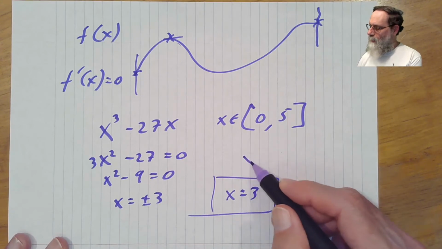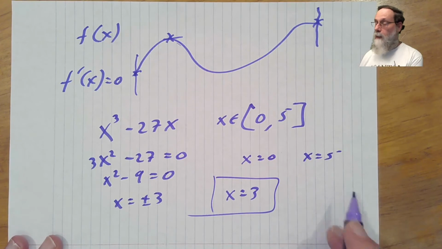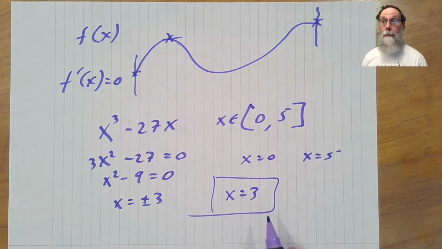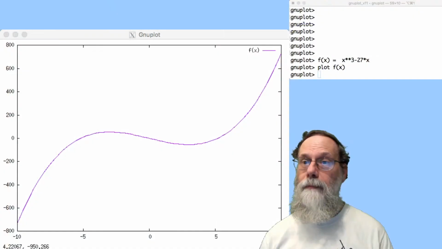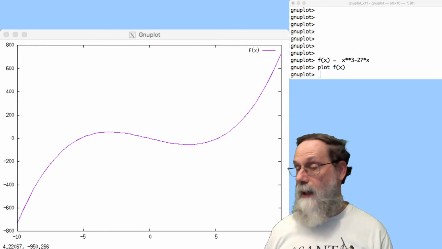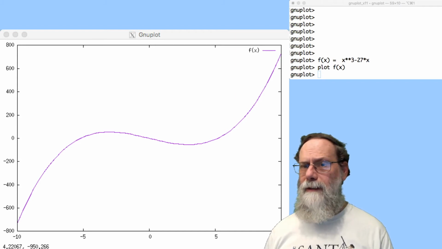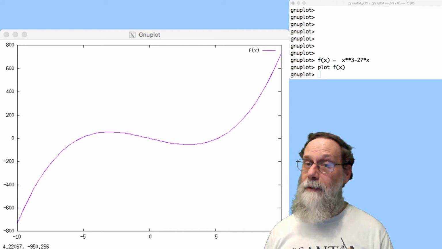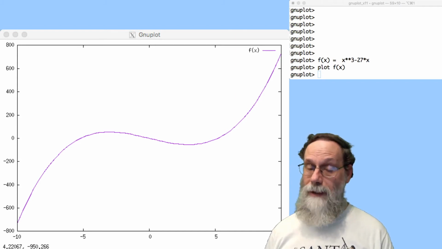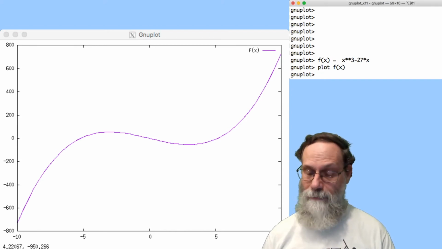We need to also consider x equals 0 and x equals 5, because we don't know that this is necessarily a maximum. In fact, why don't we take a look at this thing with gnuplot. All right, I've got f of x here, x cubed minus 27x, and I plotted it. And if we look at this thing at x equals 3, we don't seem to be at a maximum. We seem to be at a minimum. So that's not the right answer.